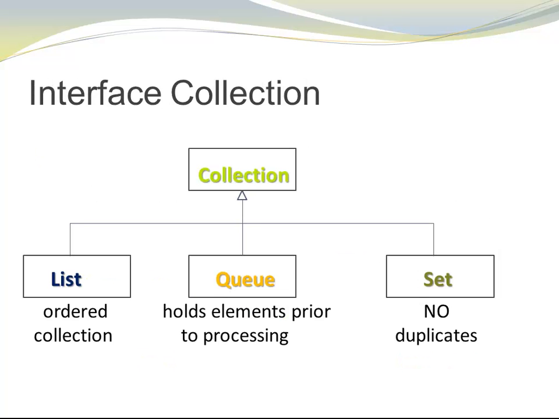Here is a different view. You can see on top the interface Collection, the root interface of the collection hierarchy, and here we have other collections that extend the Collection interface. So the List interface extends Collection, Queue extends Collection, Set extends Collection.